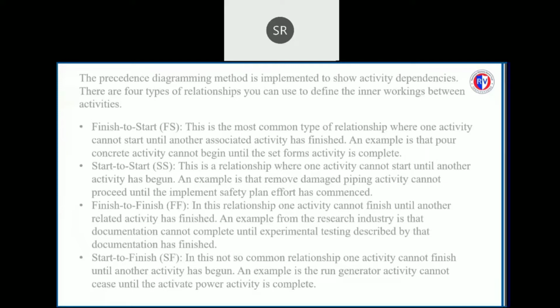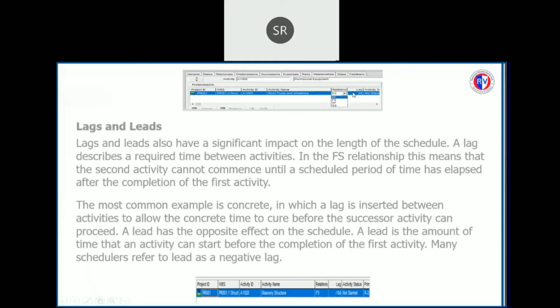Finish to finish: in this relationship, one activity cannot finish until another related activity has finished. An example is in research, where documentation cannot be completed until experimental testing described by the documentation has been finished. And finally, the start to finish relationship. In this, which is not a common relationship, one activity cannot finish until another activity has begun. An example is the run generator activity, which cannot cease until the activating power activity is complete. This is generally not followed in civil engineering. Along with the relationship, we can observe another column called lag.